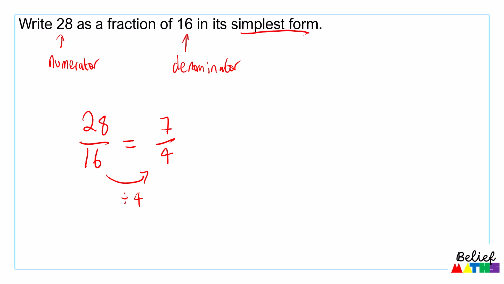Simplest form does not mean it needs to be a mixed number. Simplest form can be an improper fraction. It just means that you can't divide the numerator and denominator, 7 and 4, by any number other than 1. So that's our answer in its simplest form, 7 over 4.